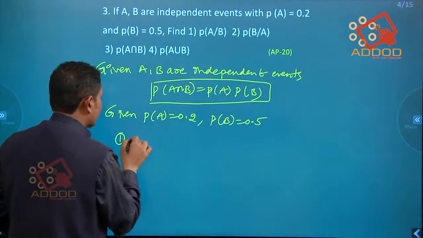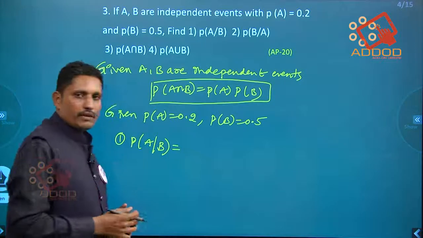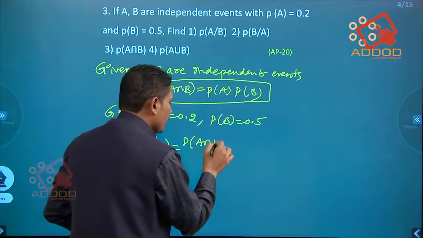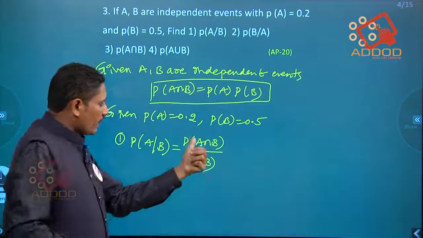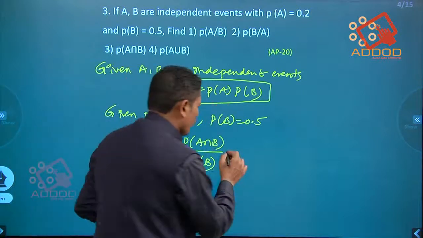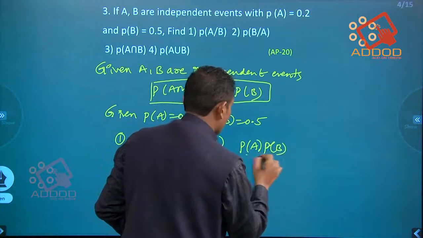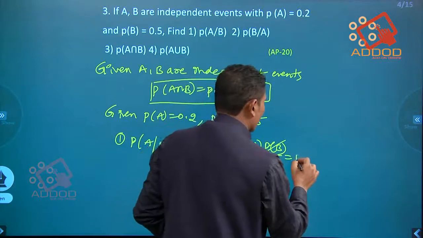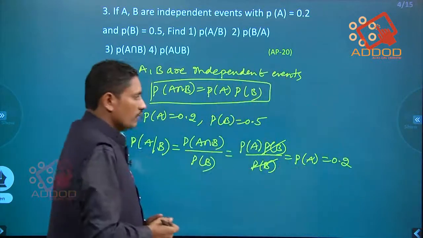Now the first one is asking P of A by B. The formula of P of A by B is given as P of A intersection B by P of B. So here A, B are independent events, then A intersection B is written as P of A into P of B. That formula is applied here: P of A into P of B by P of B. So in numerator and denominator both are the same value. Now P of A is equal to 0.2. That is the first one.